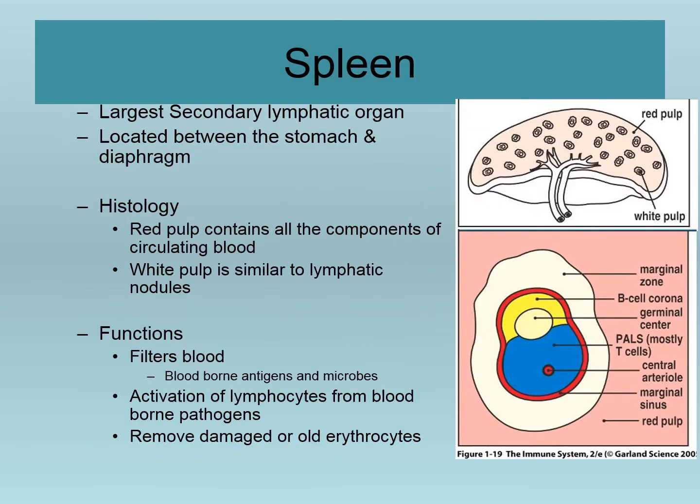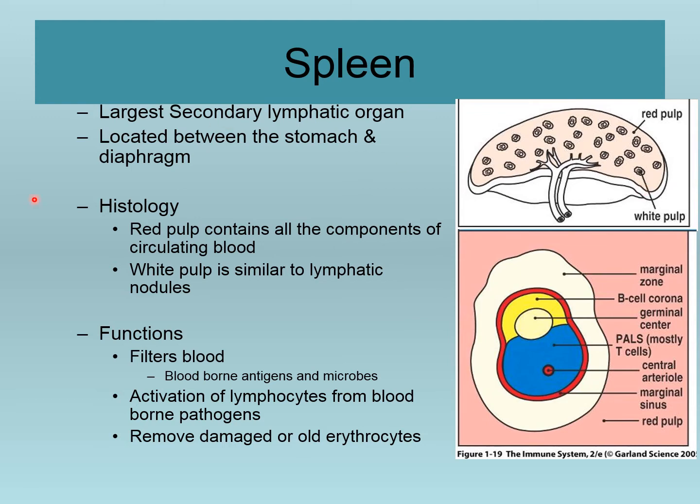Spleen is the largest secondary lymphoid organ, which is present in the left abdominal cavity between the stomach and the diaphragm. Histologically, it is composed of two components, the red pulp, and these dotted portions are the white pulp. The red pulp contains all the components of the circulating blood. However, the white pulp is similar to a lymphatic node.